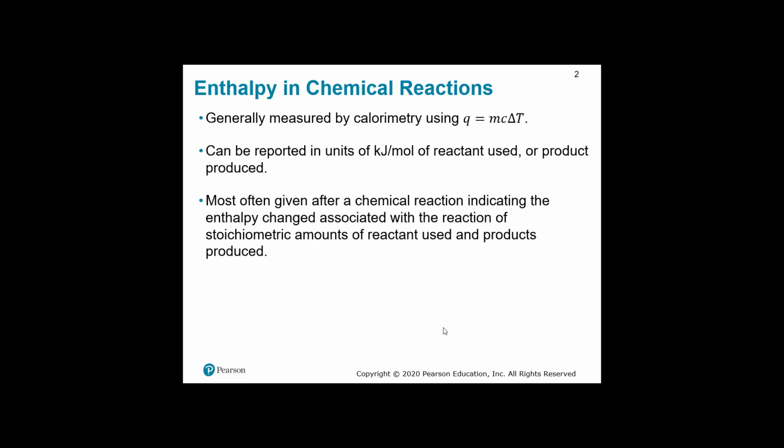Enthalpies in chemical reactions generally are measured with calorimetry using the standard Q equals mc delta T, and can be reported in units of kilojoules per mole of reactant used or product produced. Most often they are given after a chemical reaction, indicating the enthalpy change associated with the stoichiometric amounts of reactants used and products produced. That's the coefficients. The coefficients are specific for the value that you see.